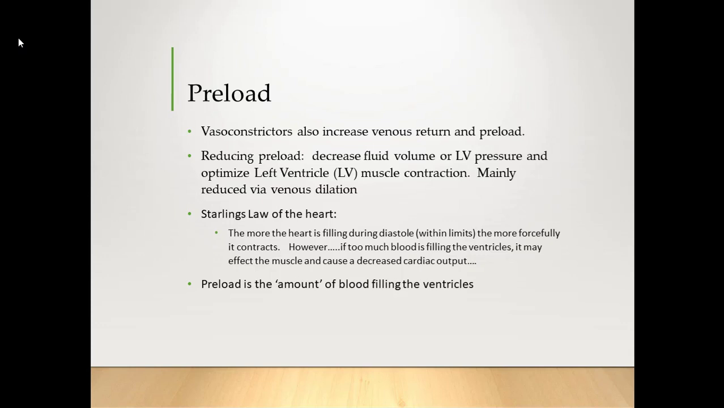Vasodilators help with preload. If we want to decrease the preload, we're going to need to decrease the fluid volume. So the more fluid volume a person has in their vascular system, the more blood volume, the higher the preload will be.